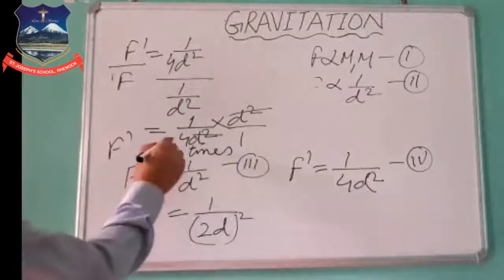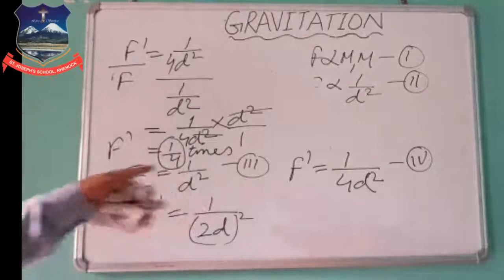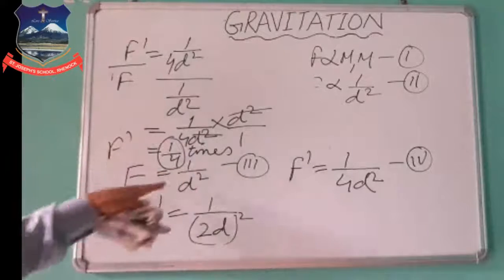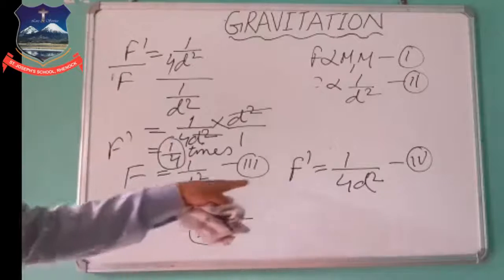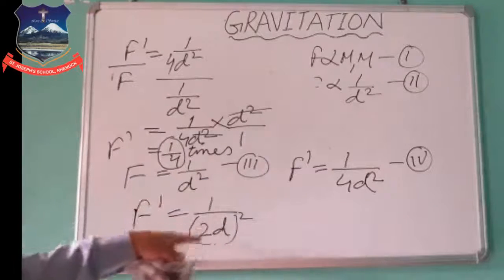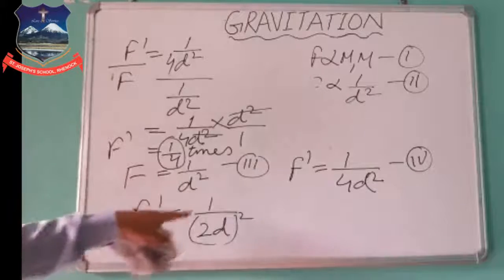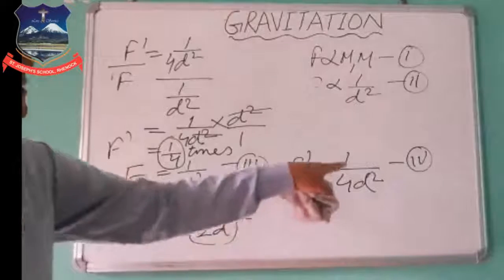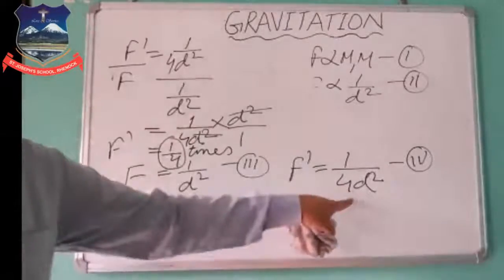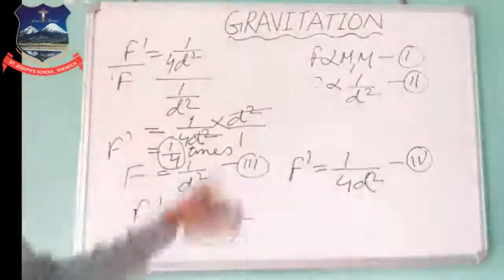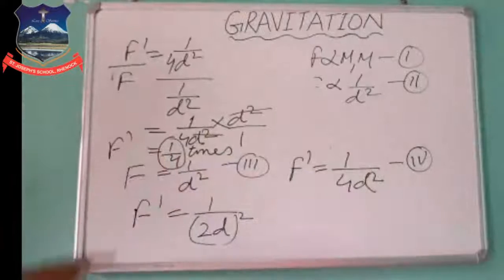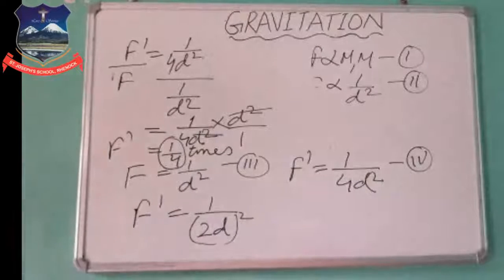So look at it: 1 by 4 times the value of F. Since we considered F equals 1 upon d square as equation 3, then F dash equals 1 upon 2d whole square, 2 whole square means 4, d square remains as it is, and dividing you get the gravitational force as 1 by 4 times. That means if the distance gets doubled, the force of attraction will become 1 by 4 times.